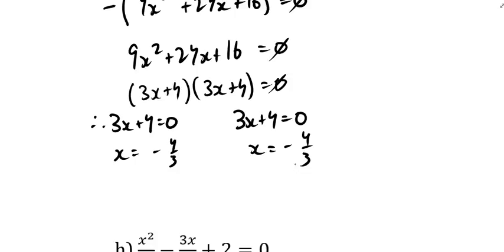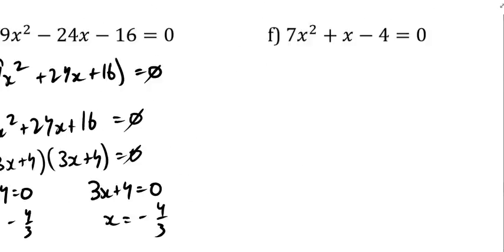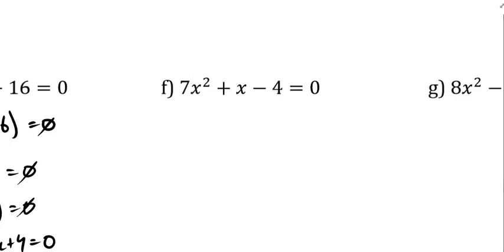So really we only have 1 answer, but it came from 2 different places. Okay, next one. This is just a complex trinomial. So what are our factors? 1 and 7, 7 and 1, 1 and 4, 2 and 2. Go ahead and find the solution. Factor that.